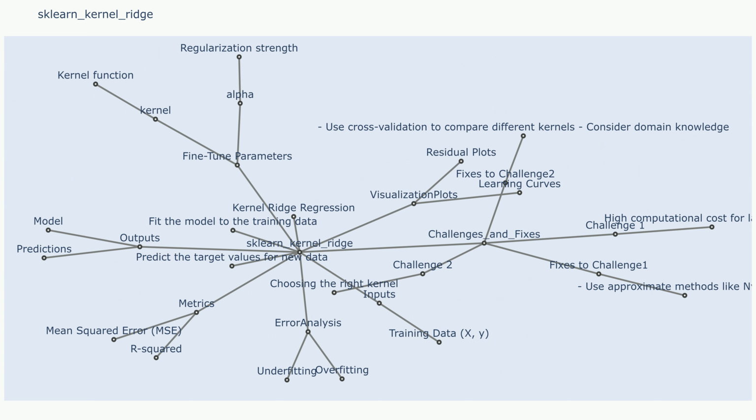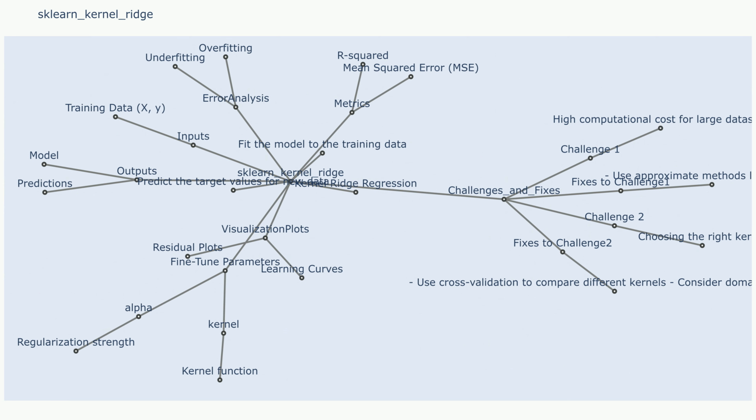Visualization plots. Scatter plot of predicted vs. actual values visualizes the model's prediction accuracy by comparing predicted and true values. Residual plot shows the difference between predicted and actual values, allowing identification of patterns or systematic errors.